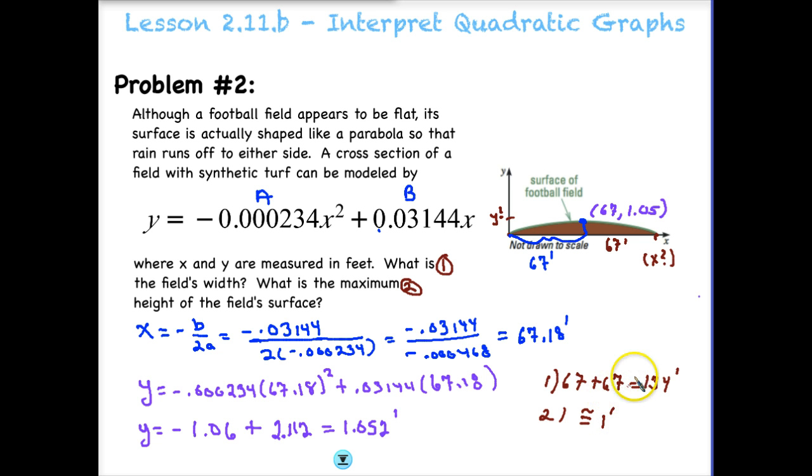All right, and that concludes our lesson 2.11.b. So hopefully at this point you are understanding that in order to interpret our quadratic graphs, you merely just need to find the vertex from a standard form quadratic equation. And to find the vertex, remember that you just do negative b over 2a to find the axis of symmetry, and that gives you the x-coordinate. Plug that back into the equation in order to find the y-coordinate. And from that vertex, you can find the distance across a quadratic graph, and you can find the height of the maximum.